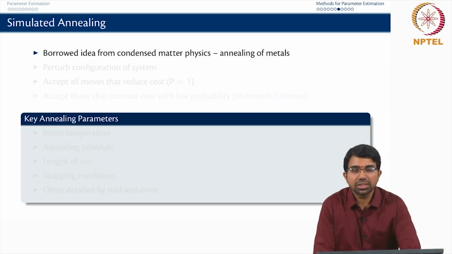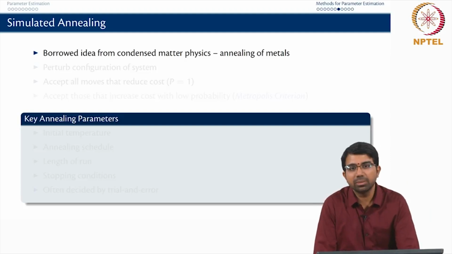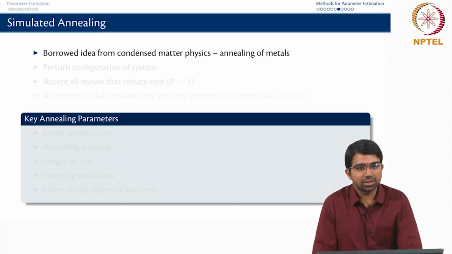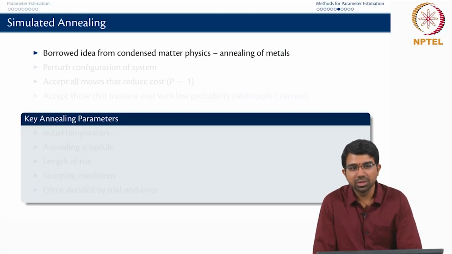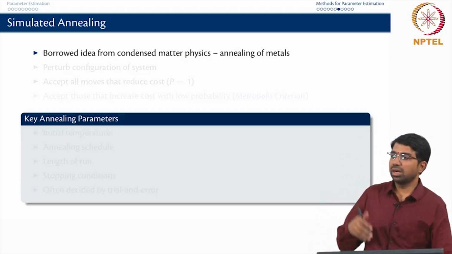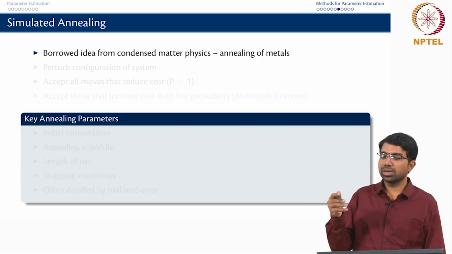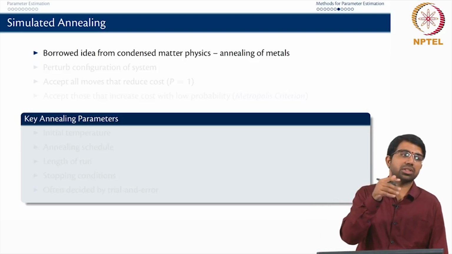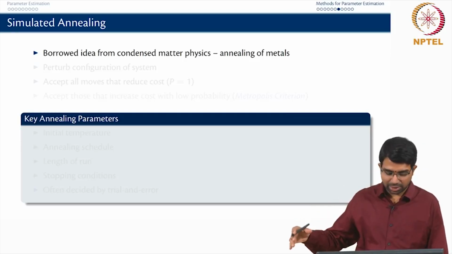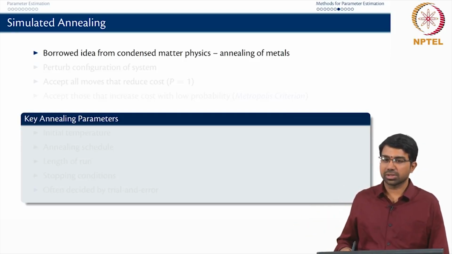So, simulated annealing essentially is inspired from condensed matter physics. You all may have heard of annealing, it is a common metallurgical process. So, what does annealing involve? You essentially heat up a metal to a very high temperature and slowly cool it to room temperature. What it does is it tries to remove the imperfections in the metal and give you a nice metal at the end of the process.